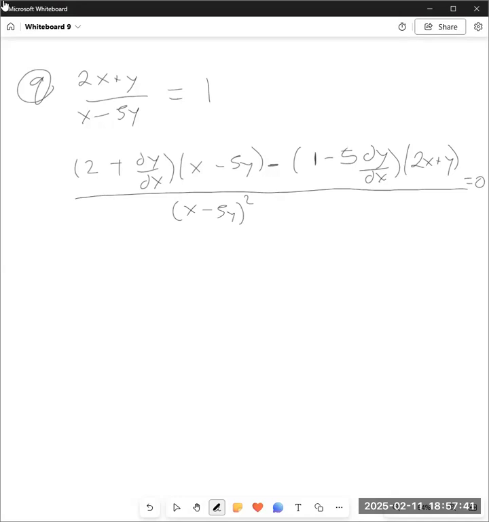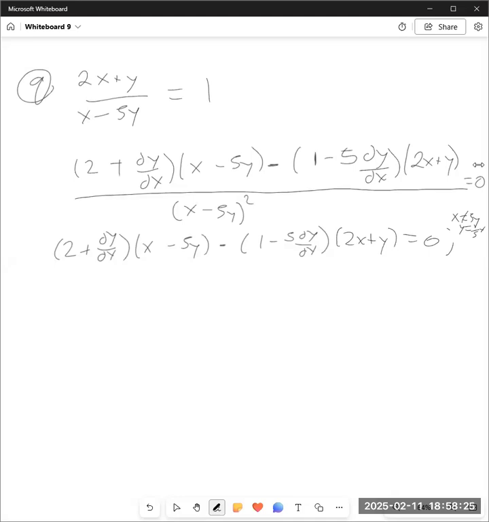So again, when we have a fraction here and it equals 0 on the right hand side, the numerator is 0, the denominator can't be 0, but I can write this as (2 + dy/dx)(x - 5y) - (1 - 5 dy/dx)(2x + y) = 0. Just remember that x can't be equal to 5y, or y can't be equal to 1/5 x, if you want to say it that way, so that I can't have a 0 in the denominator.